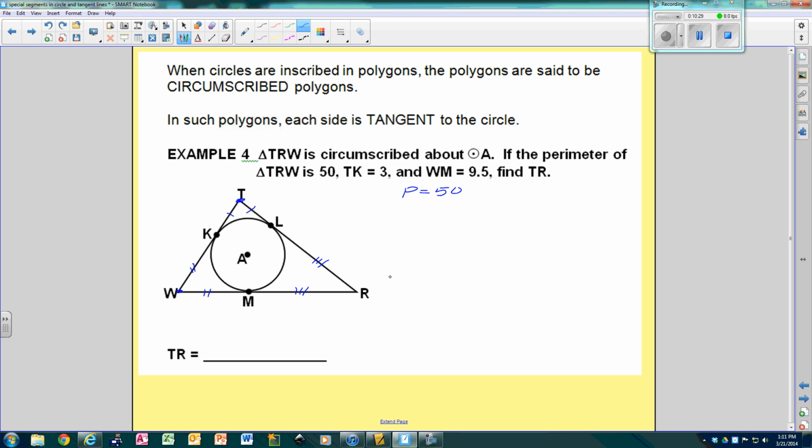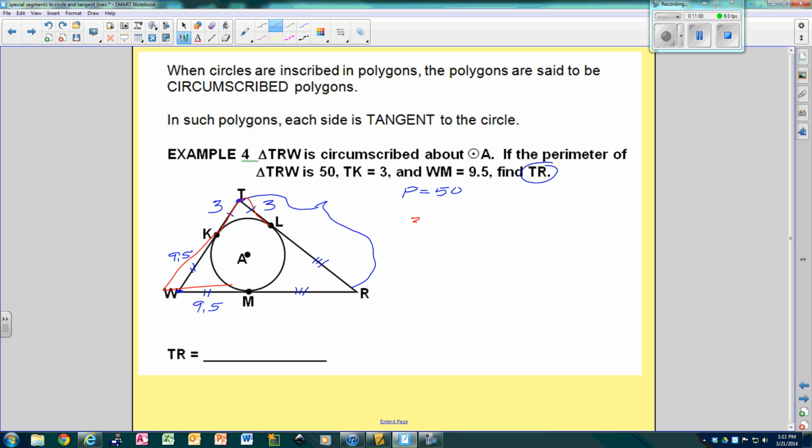what we're going to find is what these 2 pieces are, so that I can find the whole side TR. I want to know what this whole side is, but in order to get that, I have to find out what this piece is. They told me that TK was 3, so TL is also 3, because they're tangent lines coming from the same point. If this piece is 9.5, then this piece is 9.5. So now all I need to do is add these 4 pieces together.